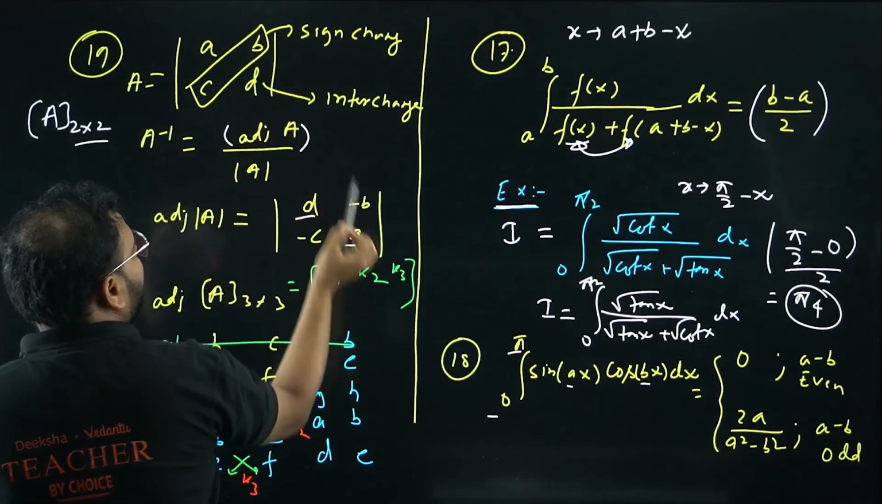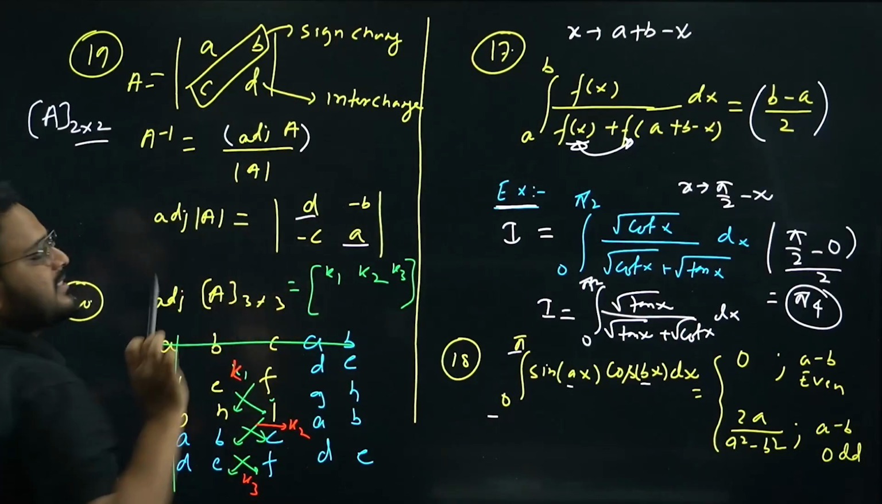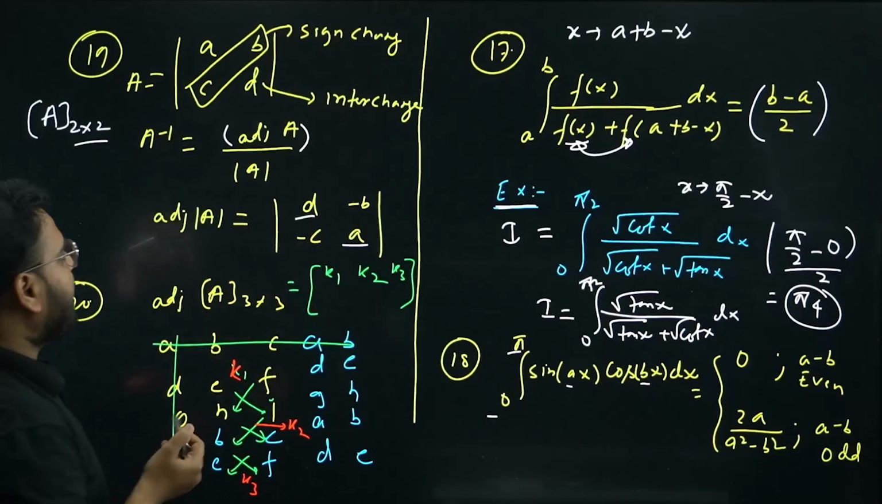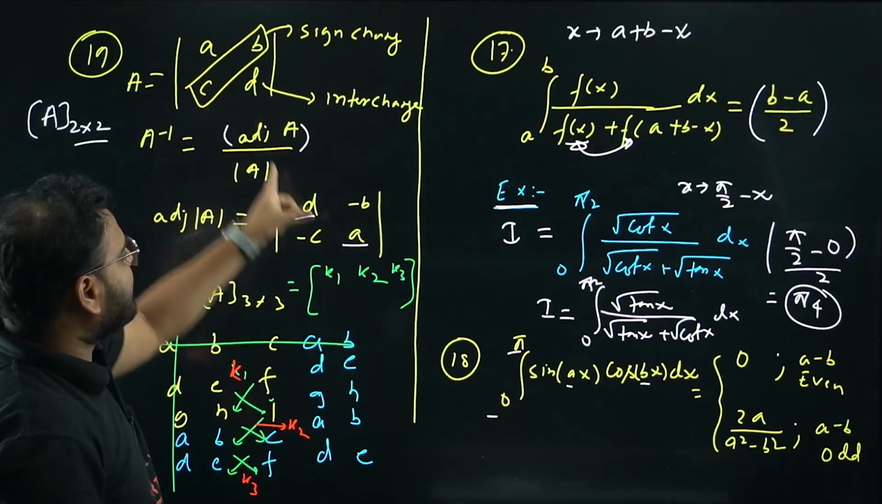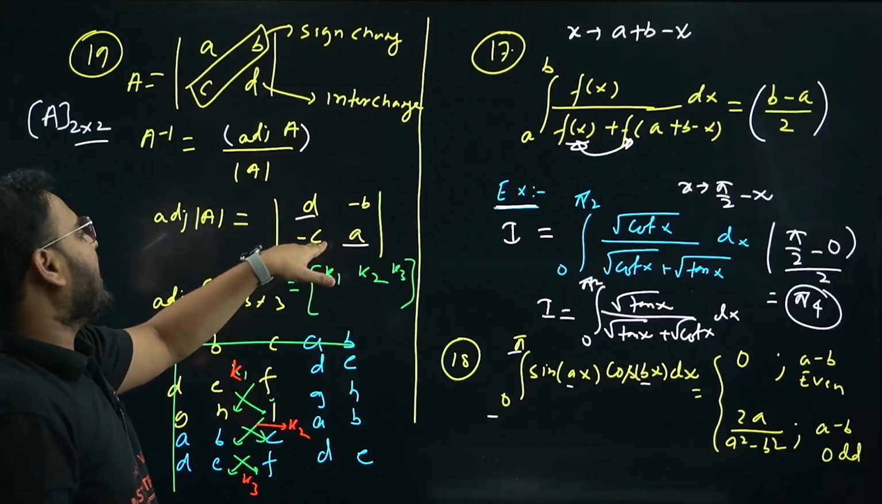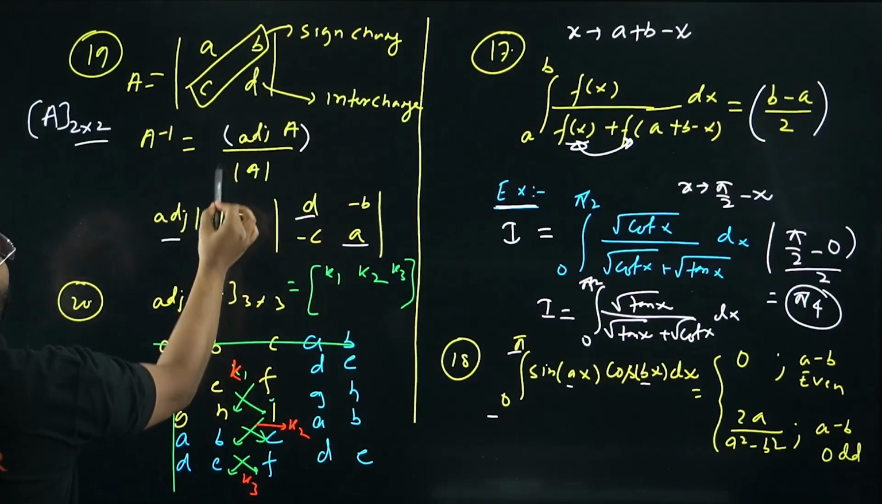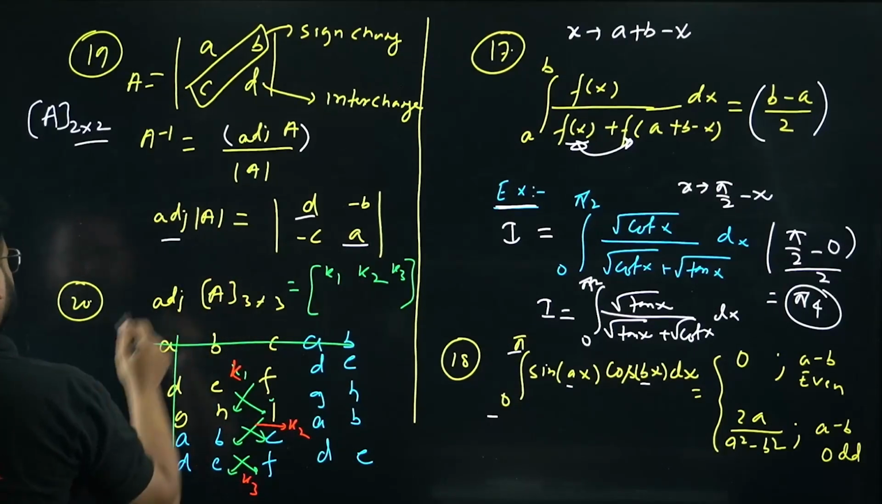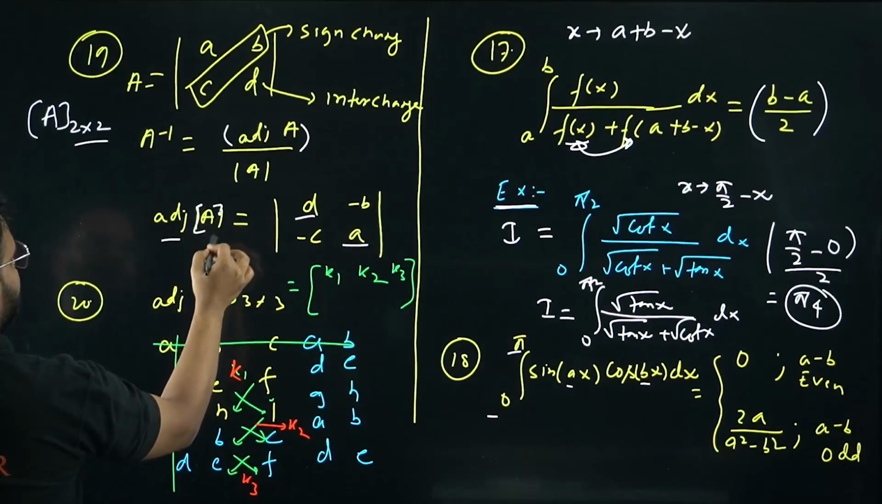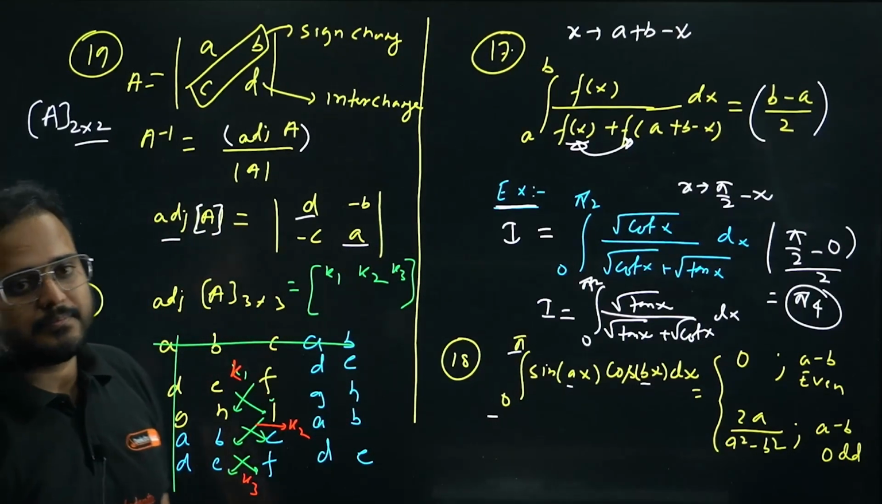B becomes minus B, C becomes minus C. So interchange the elements across the diagonal. AD becomes DA, and it will become minus B, minus C. That is your adjoint, divided by, of course, the determinant of A. This is the adjoint, okay? This is not the determinant. Adjoint of A. Got it?